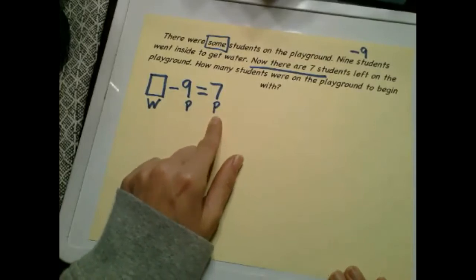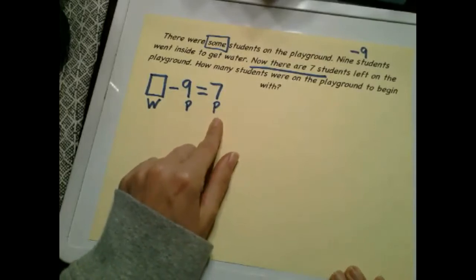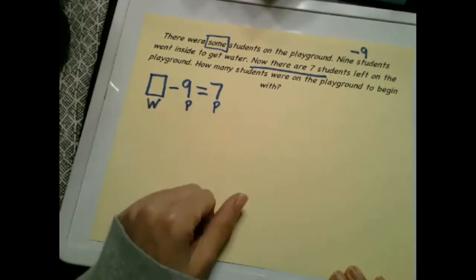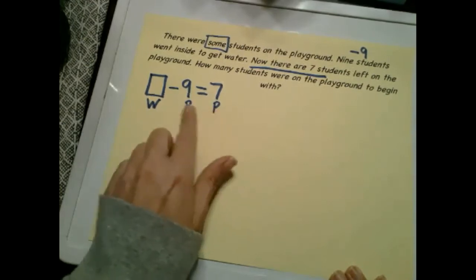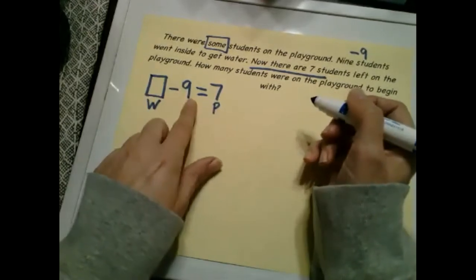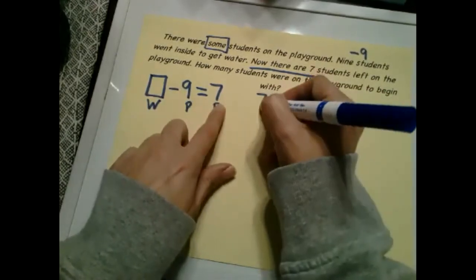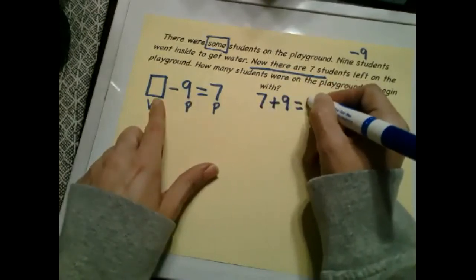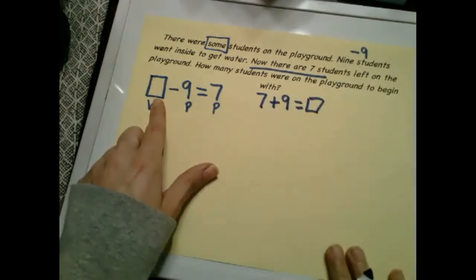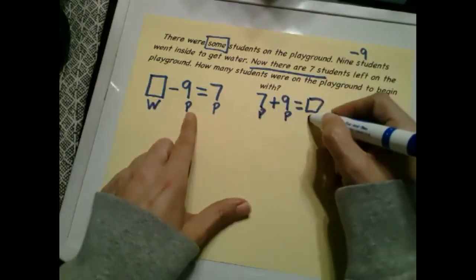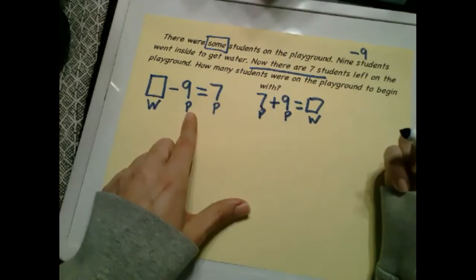Do you remember what we talked about? What can you do now to help you solve what this first number is? That's right, you can put your parts together to make your whole. So if something minus 9 equals 7, then 7 plus 9 gives you your whole, because you can put your part and your other part together to make your whole.